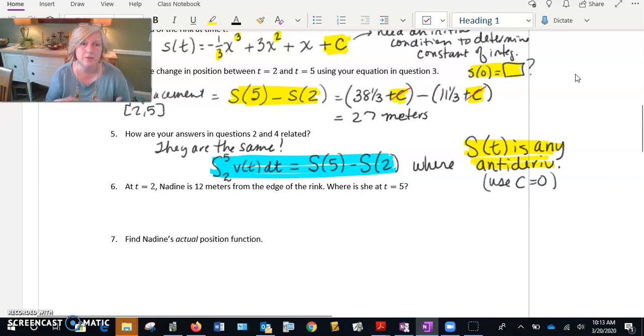So most of the time when we do this and we write down an antiderivative, we usually use c equal to 0 simply because that's nicer. But if you already had an antiderivative where c was not 0, we would simply still use it. We would know that the constants would simply cancel out when we do the subtraction.